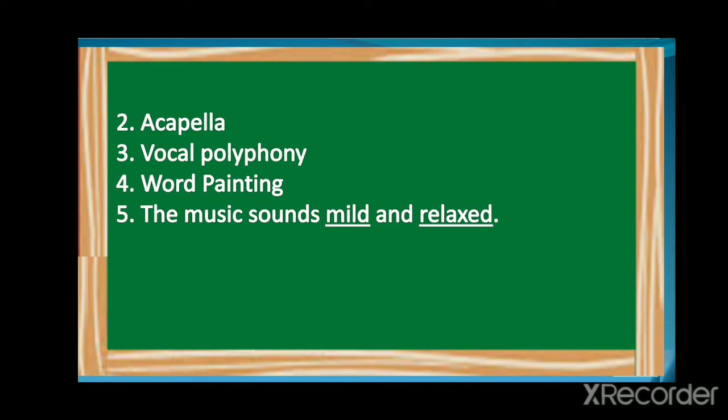From the vocal polyphony, the texture of Renaissance music was vocal, with 4 or more voices of equal importance, in a high degree of perfection. From word painting, the Renaissance composers used word painting, a musical representation of a specific poetic image. Example, running is heard with a series of rapid notes.